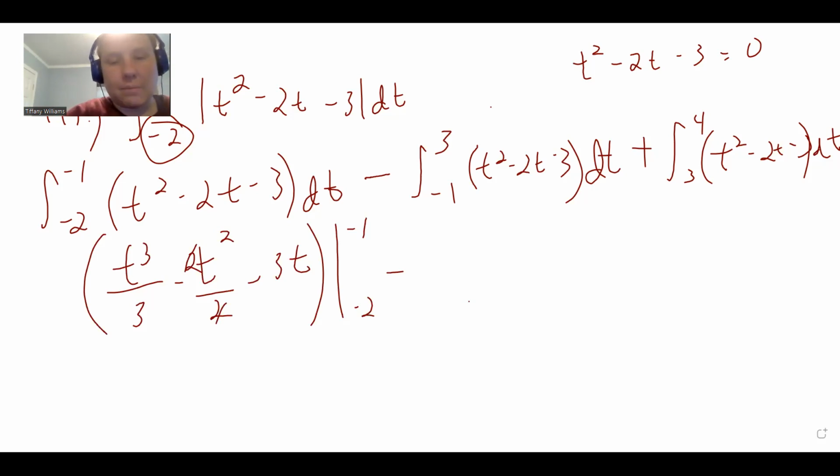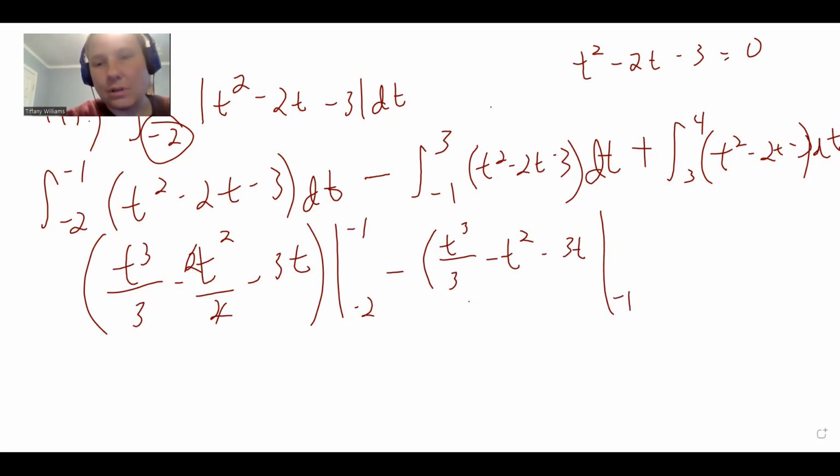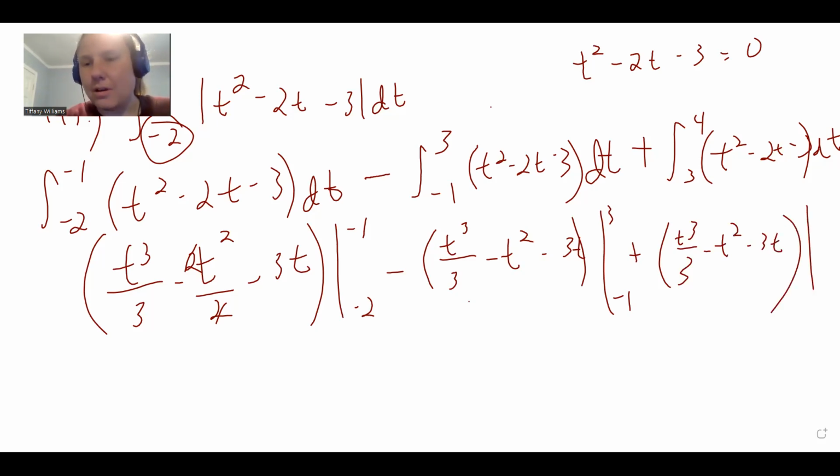So this is going to end up being t cubed over 3 minus t squared minus 3t evaluated from, now this one's -1 to 2. And then we're going to add to that, same thing, t cubed over 3 minus t squared minus 3t evaluated this time from 3 to 4.